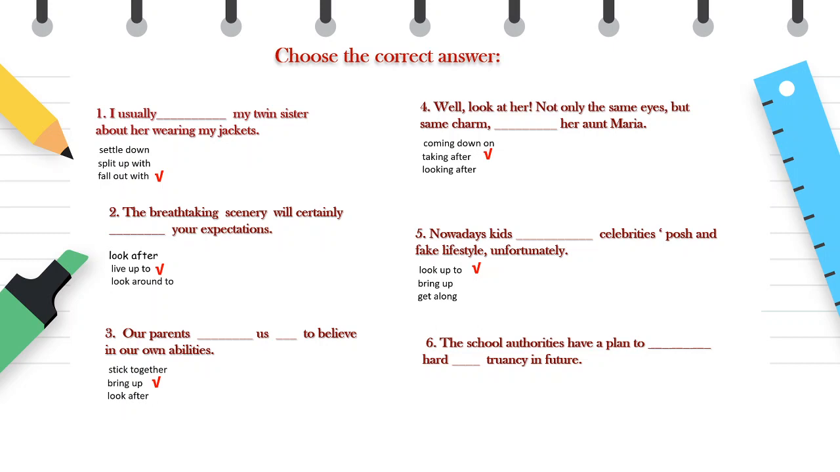The school authorities have a plan to fall out with, stand up for, or come down on truancy in future. Come down on, punish or criticize.